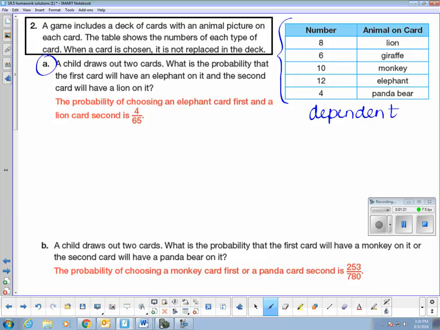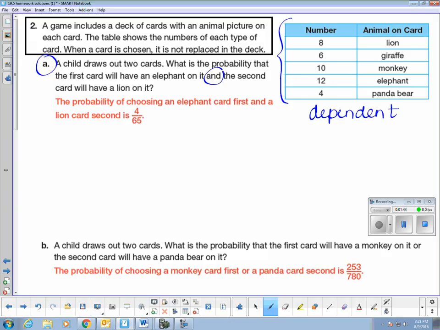All right. So the first question is, we're going to select 2 cards, and we want to know what the probability is that the first card will have an elephant on it and the second card will have a lion on it. So we're going to use the and rule. So let's begin with the first card being an elephant.